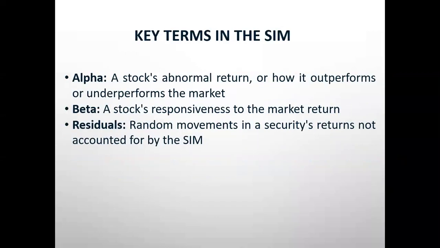Then the key terms used in the single index model are, first, alpha. It is the stock's abnormal return, how it outperforms or underperforms the market. Beta identifies the sensitivity, the responsiveness to the market return, and identifies the systematic risk of the particular security. Then residual: random movements in securities that are not accounted for by the single index model.